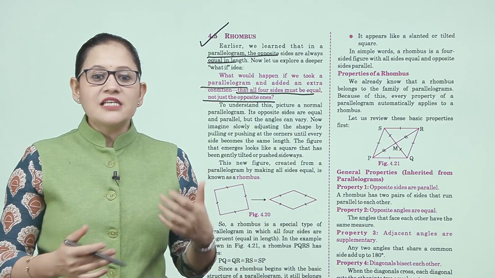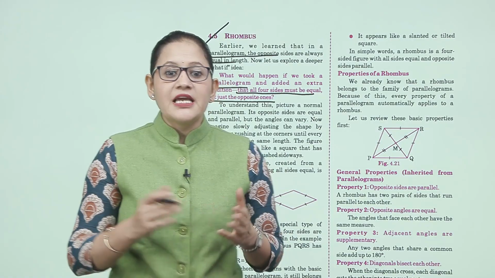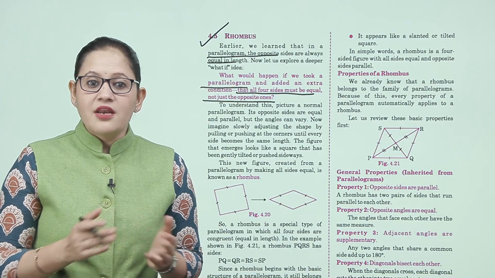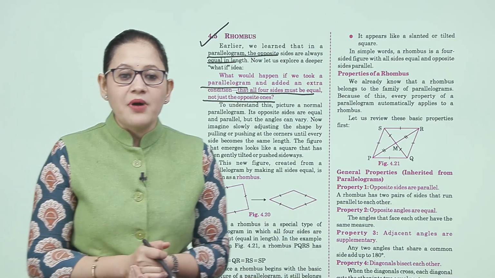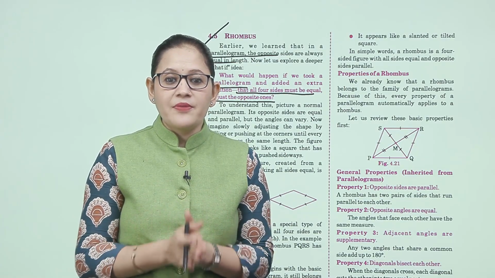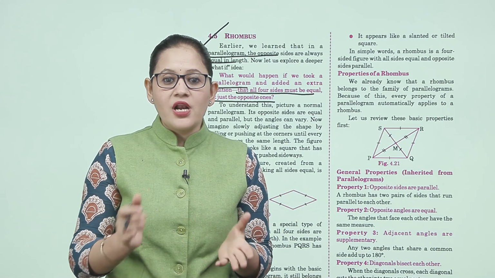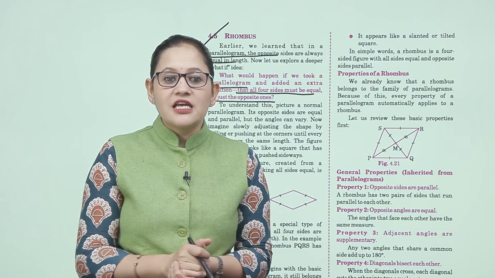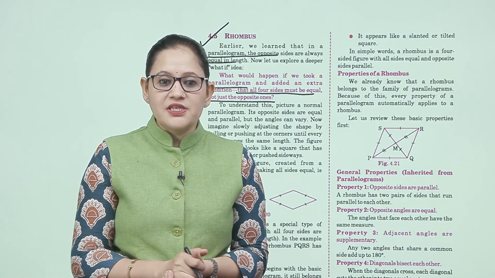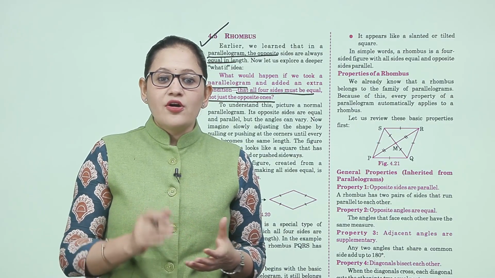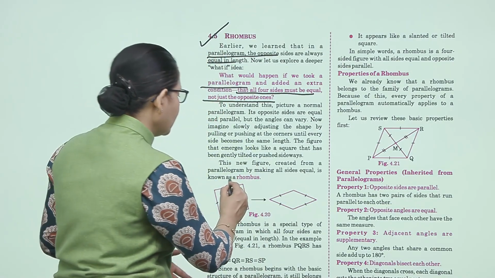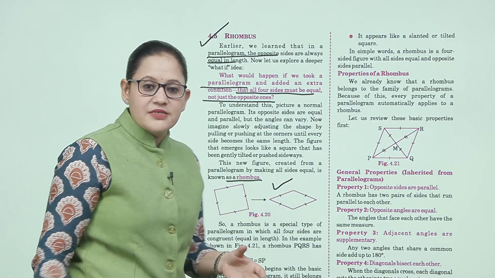To understand this, picture a normal parallelogram, its opposite sides are equal and parallel, but the angles can vary. Now imagine slowly adjusting the shape by pulling and pushing at the corners until every side becomes the same length. The figure that emerges looks like a square that has been gently tilted or pushed sideways. The new figure created from a parallelogram by making the sides equal is known as a rhombus.